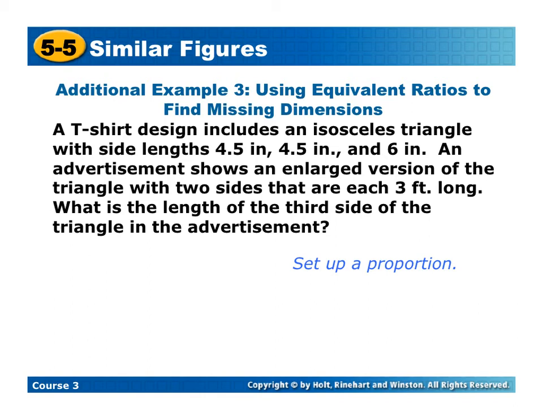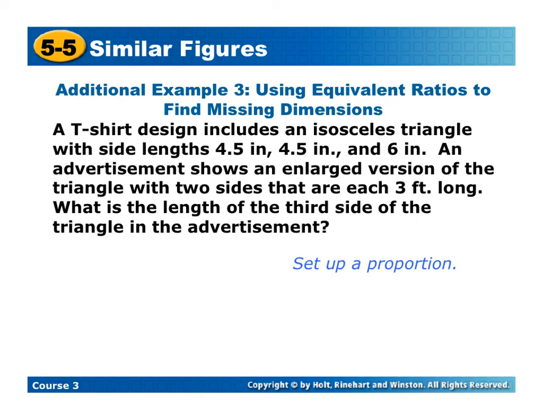So now we can also use equivalent ratios to find a missing dimension, or proportions. Okay, so a t-shirt design includes an isosceles triangle with side lengths of 4.5, 4.5, and 6. The advertisement shows an enlarged version of the triangle with 2 sides that are each 3 feet long. What is the length of the third side of the triangle in the advertisement?